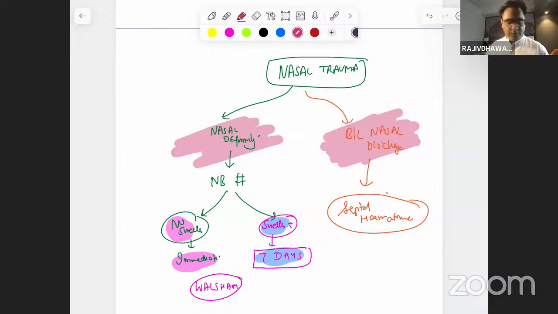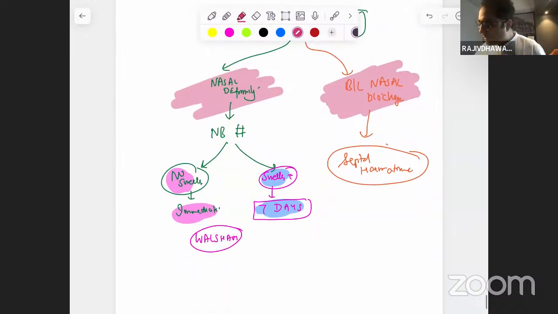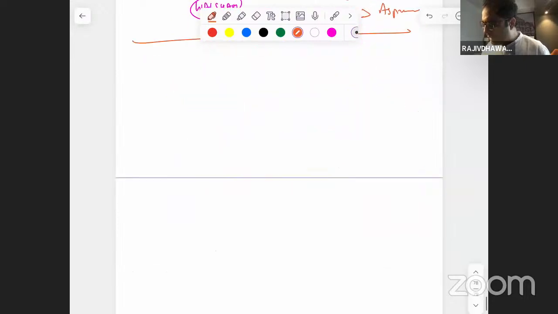Okay. Septal hematoma, what is the treatment? Incision and drainage, or aspiration. Now, next one, beta.